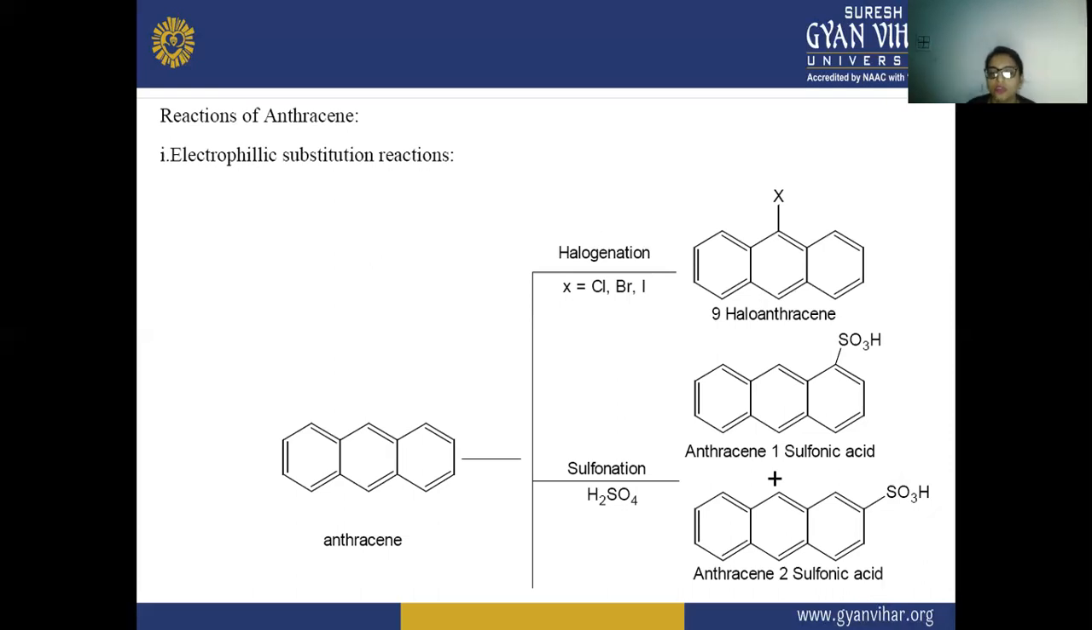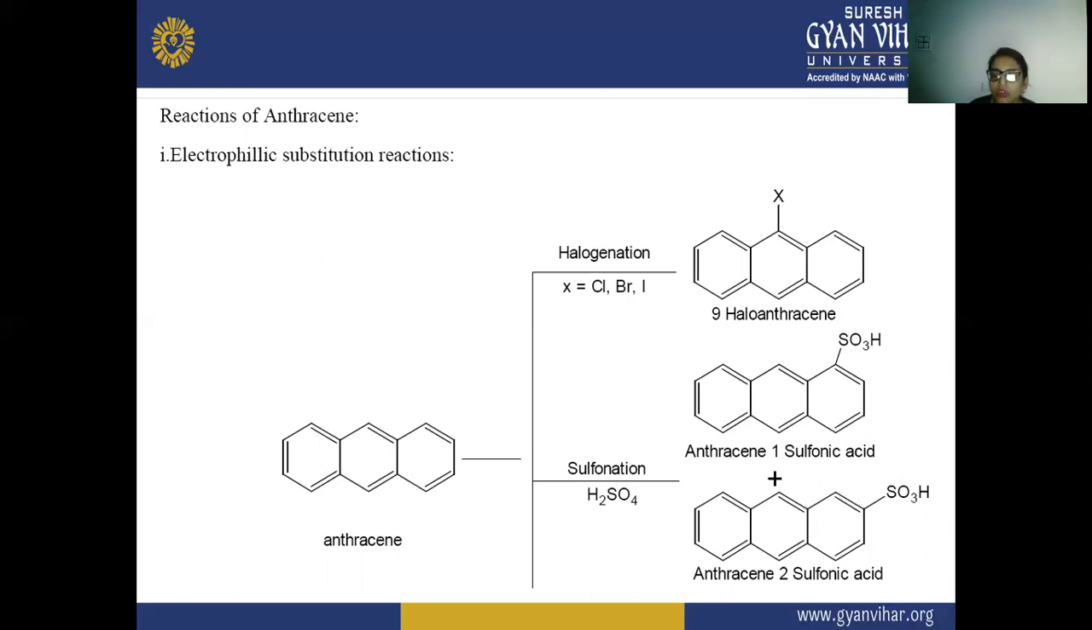Now second is sulfonation. If anthracene is undergoing sulfonation, there will be a reaction between the anthracene and H2SO4, that is, sulfuric acid. When anthracene reacts with sulfuric acid, two products are formed: anthracene-1-sulfonic acid and anthracene-2-sulfonic acid. One is the 1-sulfonic acid and the second one is the 2-sulfonic acid.